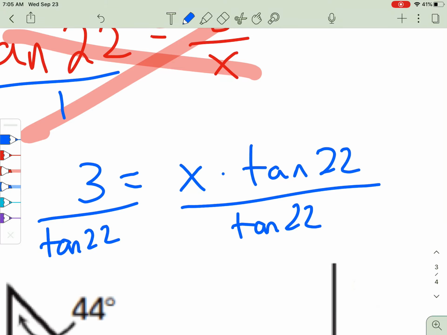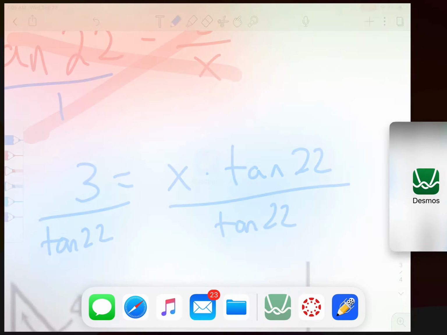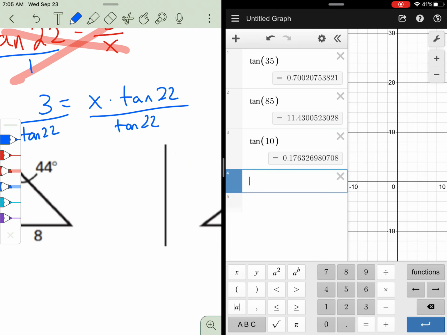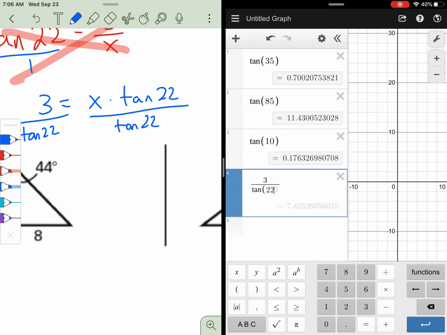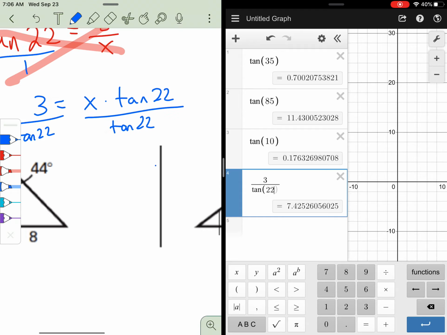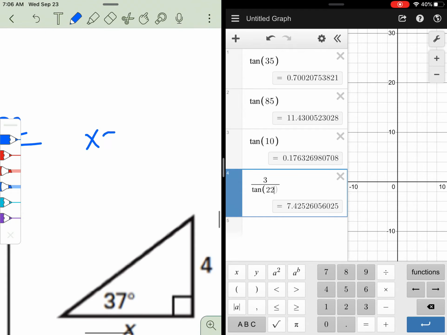Okay, so I'm going to go into Desmos. So 3 divided by function tan of 22. Okay, 7.425. So x is 7.425.